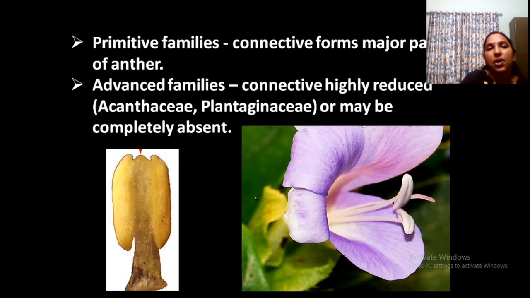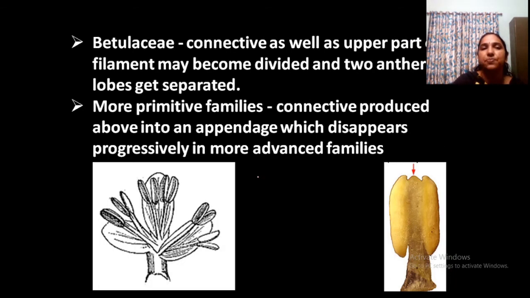Clear? Now, in primitive families, the connective forms a major part of the anther. So, this is the primitive family, connective is the major part. But if you look at the advanced families, you can see a highly reduced connective, or the connective may be absent. In Acanthaceae usually and Plantaginaceae, highly reduced connective. Okay, highly reduced or absent in certain families. In Betulaceae, the connective as well as the upper part of the filament divide into anther lobes. This is the connective and upper part divided. Okay, in the most primitive families the connective is reduced into an appendage, and it disappears in the more advanced families.